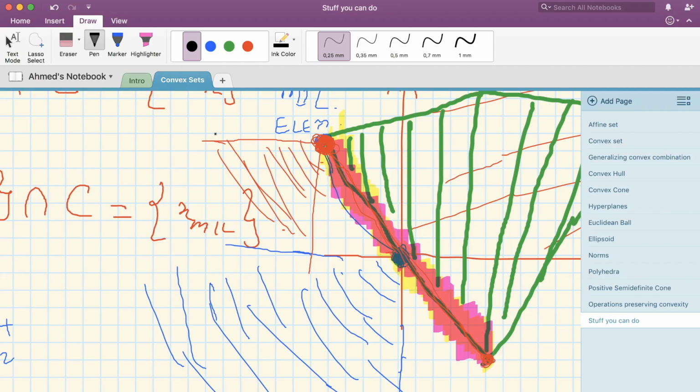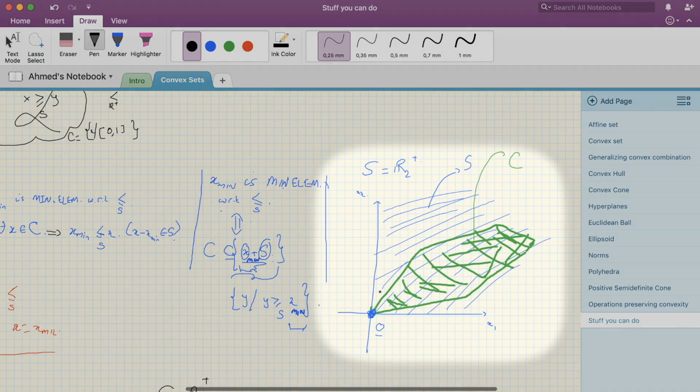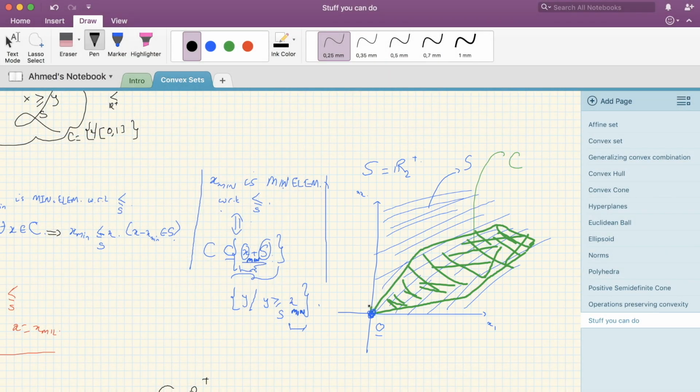And to get a sense of what I'm saying, let's go back to the first example I gave here. Do I have a minimum element? Yes. What is it? It's the 0. Now, the question is, do I have a minimal element? Yes.